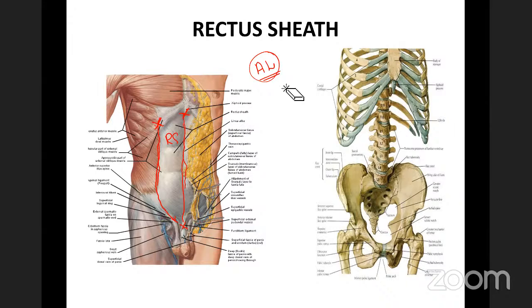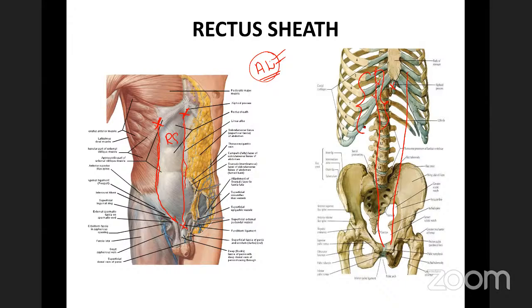So first, we will discuss the anterior layer. Again, the rectus sheath is divided into various places. Now, we said that the rectus abdominis muscle was attaching to the xiphoid process and the 5th, 6th and 7th costal cartilage, right? So this was the rectus abdominis muscle. Now first we will discuss the anterior lamina in the region of the costal cartilage.